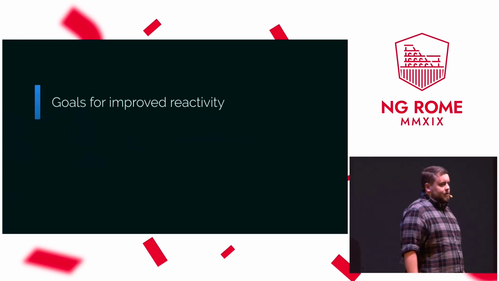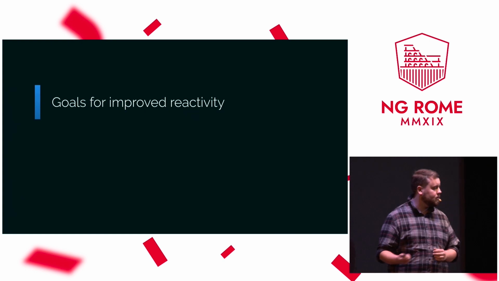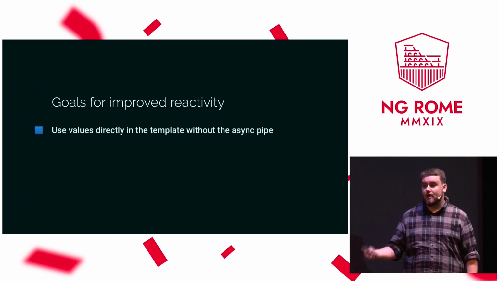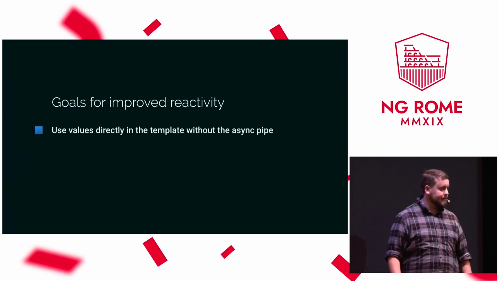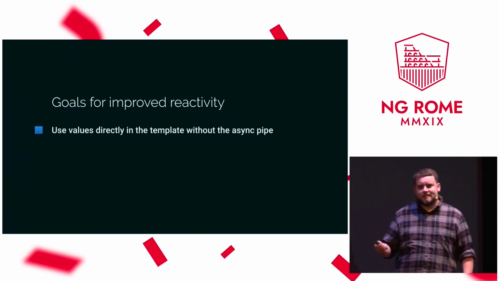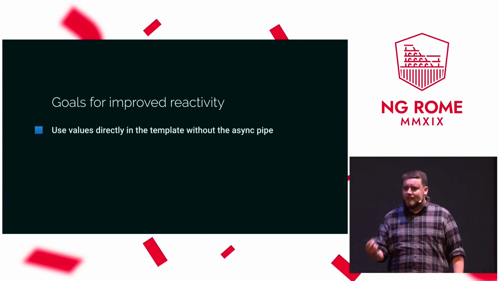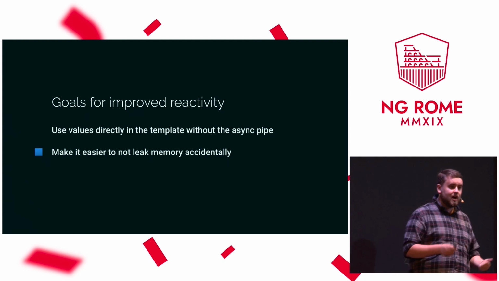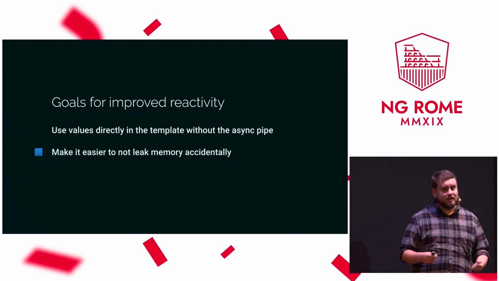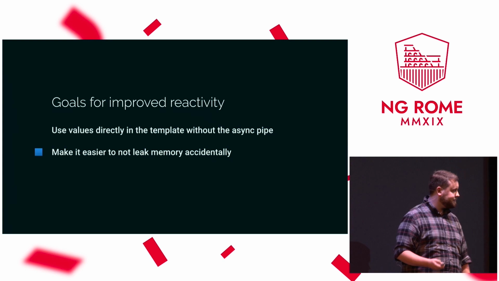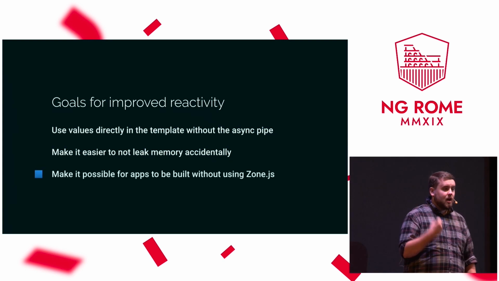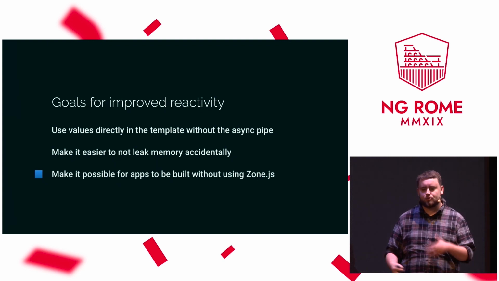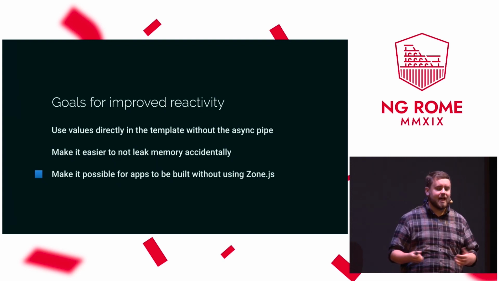So what are my goals for improving reactivity? Well, first, I want to make it easier for developers to use values directly in the template without having to use the async pipe. But the async pipe has that really great benefit of cleaning up our subscriptions for us. So I also want to make sure that if we're not using the async pipe, it's easy for developers to not accidentally leak memory. I also want to make it possible for developers to build these Angular applications without Zone.js to improve debugging experiences and to maybe make the apps a little bit more performant.